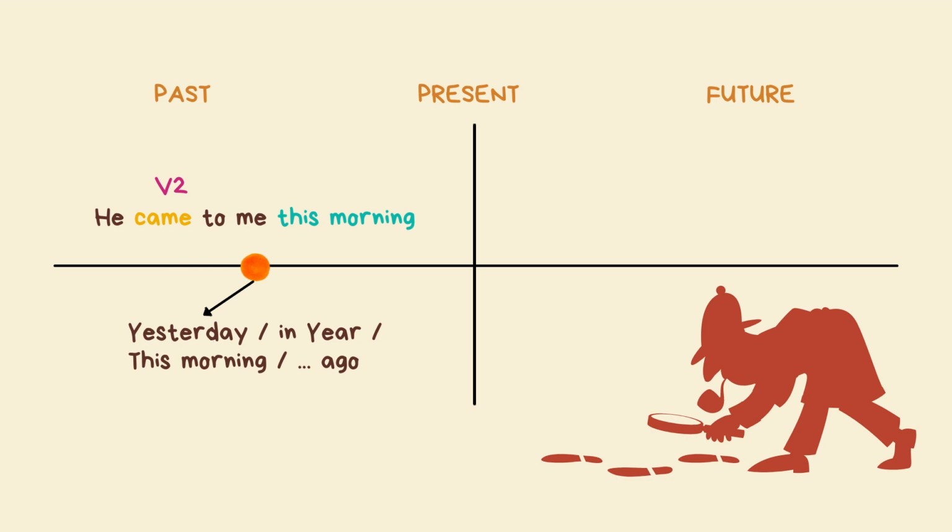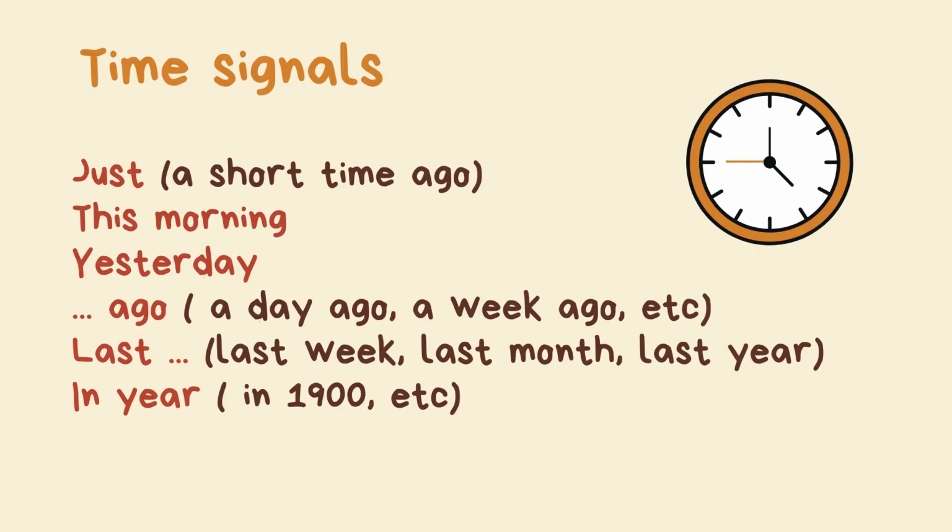So the time signal could be varied, like yesterday, like in year something, or maybe this morning, like this one, and so on ago. We will study more about the time signal in the next page. So the time signals that we usually use are like just a short time ago. For example, I just came right now, just a minute ago. So a minute ago or just a short time ago. You can use just 1 minute ago, 5 minutes ago.